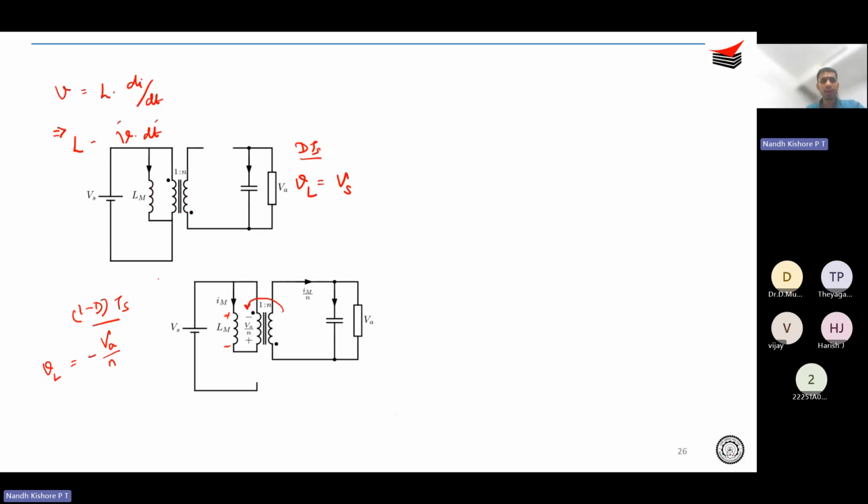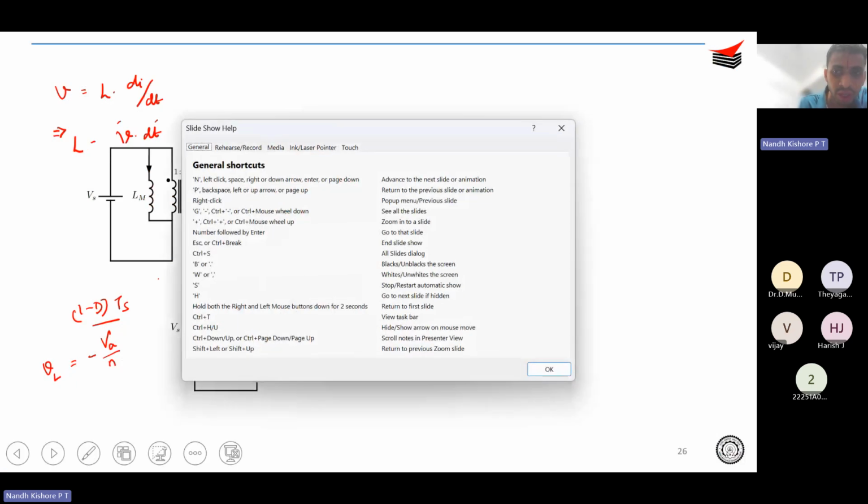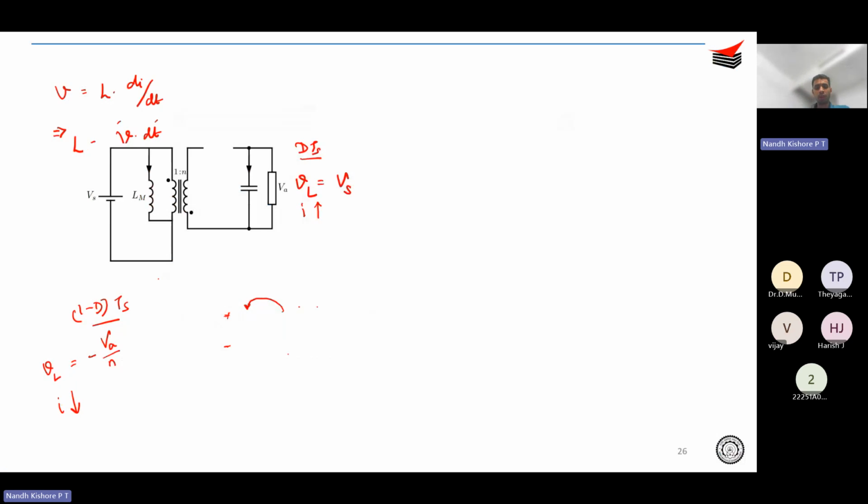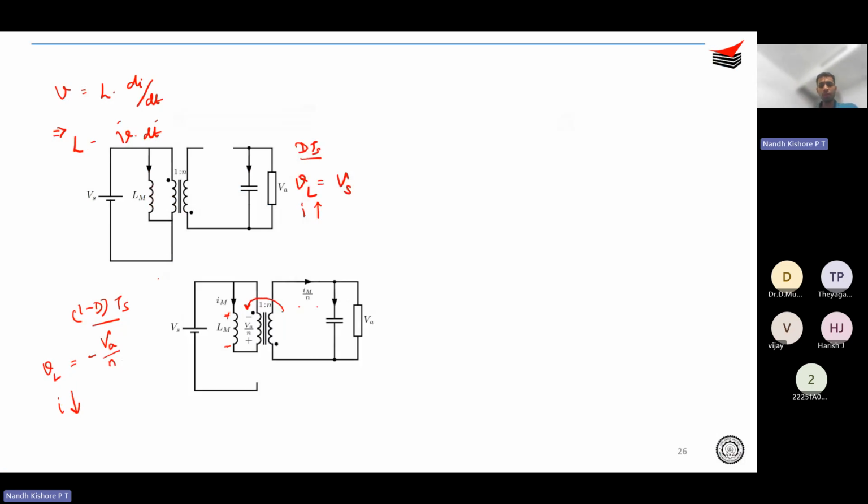Agree? That is, VL is positive during the DTs period. Therefore, current increases, I increases, and VL is negative during the (1 minus D) period. Therefore, the current decreases. Okay, and this is something that we saw extensively in the previous problem as well. So we can take either of these relationships to find out what is L.